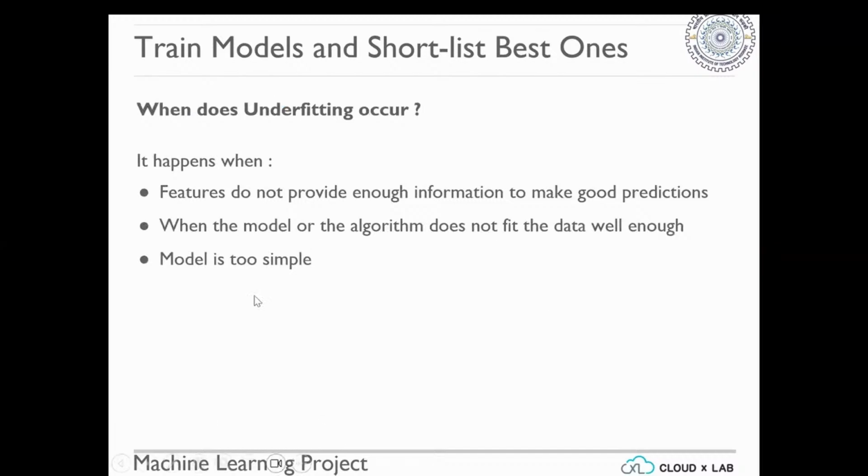Okay. So underfitting may occur if we use a too simple model, or if a model is not able to fit the data well, or if the features that we are using do not provide enough information to make the prediction, then also we may suffer from the underfitting problem, right? So what can we do in the first case, the case of underfitting, if features do not provide enough information to make a good prediction, then what will we do?